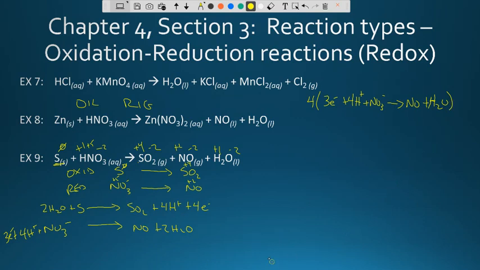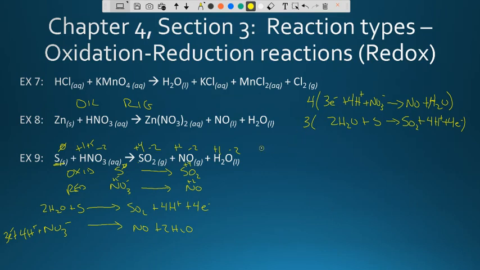Let's get a 3 to this side. So I've got a 3 to my 2 waters and my sulfur, to my sulfur dioxide, my 4 hydrogen ions, and my 4 electrons. So that's all taken care of. Now let's go through and see what we end up with.